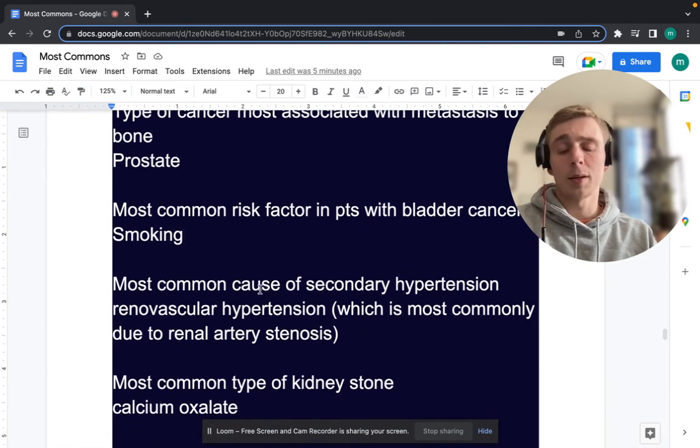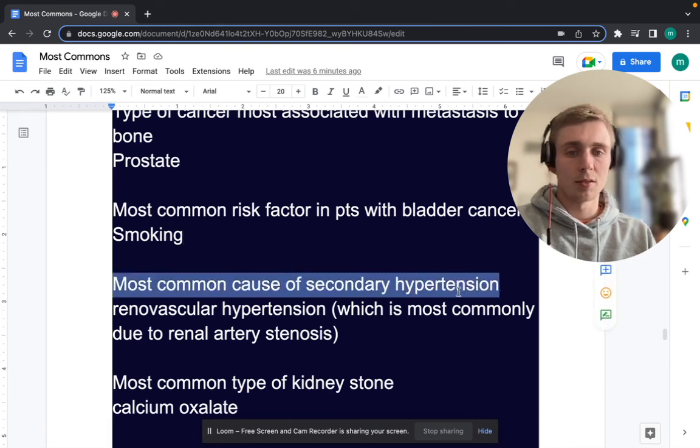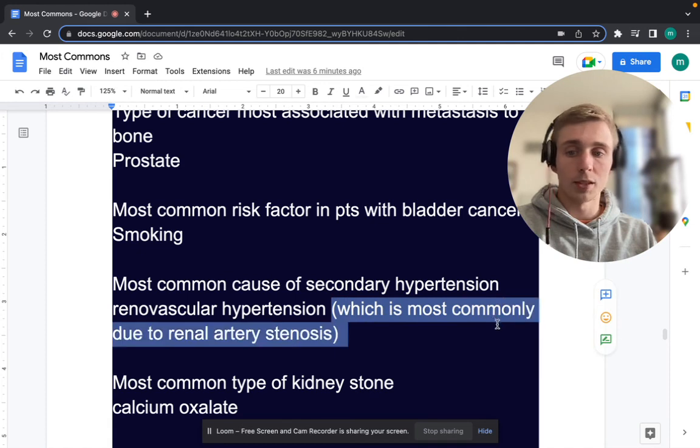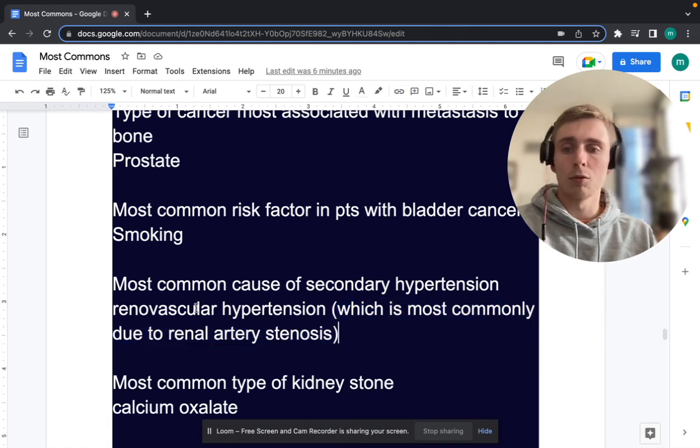How about the most common cause of secondary hypertension? The most common cause is going to be renovascular hypertension, which is most commonly due to renal artery stenosis. So renal artery stenosis is the most common cause of secondary hypertension.